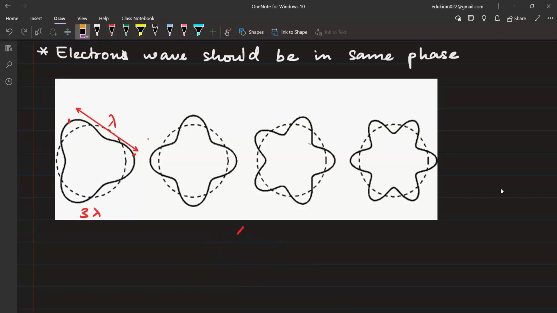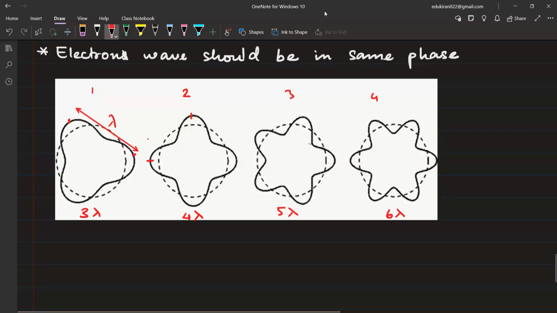So here, you can see, right, there are 3 wavelengths in the first diagram that you are seeing. And how many wavelengths in the second one? This is first, second, third, and fourth. Tell me, how many wavelengths in the second one? 4 lambda. In the third one, we have 5 lambda, correct? And here we have 6 lambda.